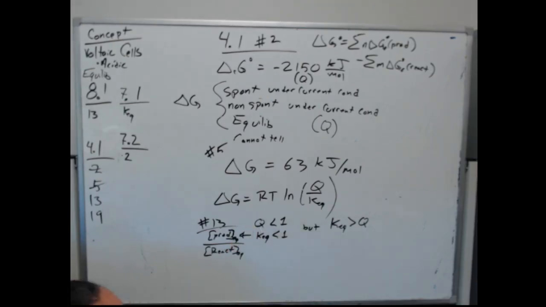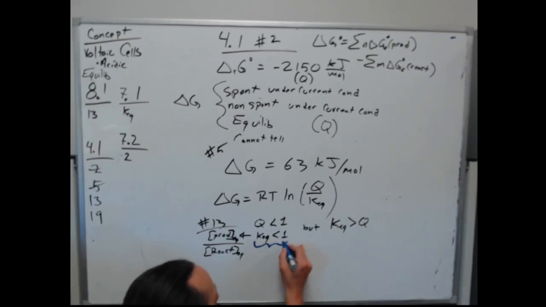So that's what the KEQ tells us, but it doesn't tell us which direction we're going to go in our reaction, because I don't know where we're starting. Just from the KEQ, I don't know where we're starting. But then I know that my KEQ is bigger than my Q. So even though they're both small, this tells me I'm reactant favored.